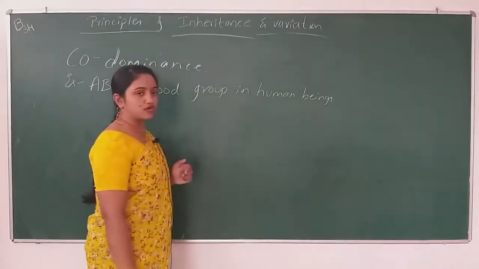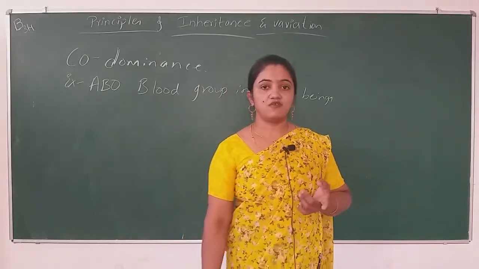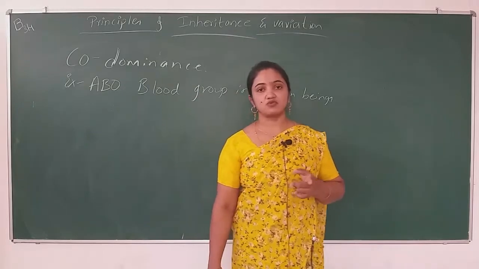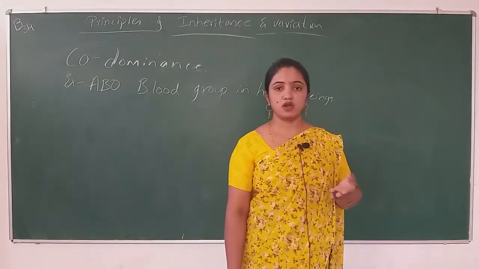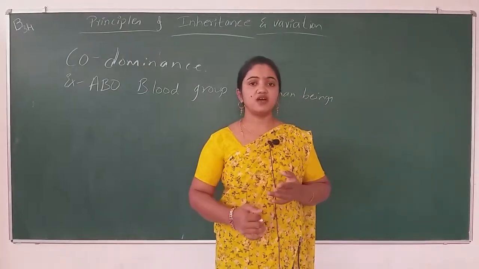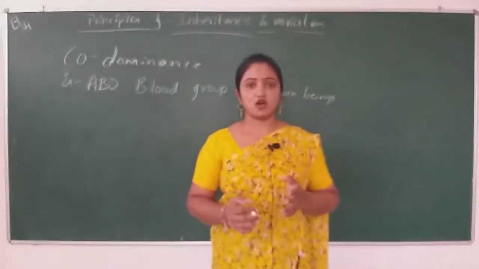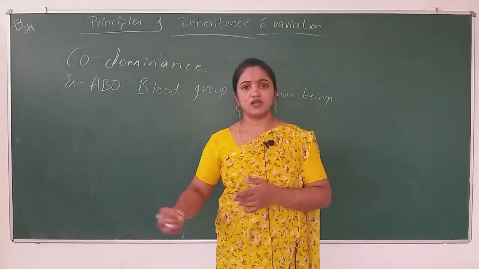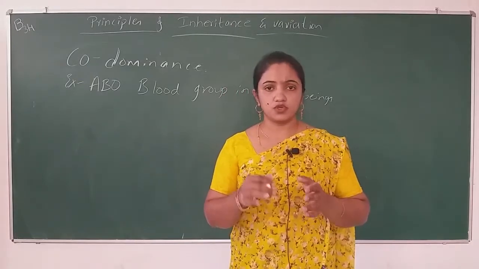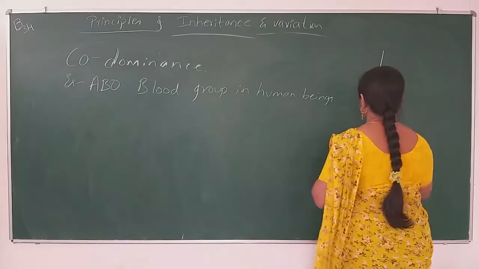How many types of blood group do we have? We have 4 types of blood group. Some people have A blood group, some have B blood group, AB blood group or O blood group. How are we going to distinguish these blood groups? How do we come to know whether we have A or B or AB or O? So let us study from this.